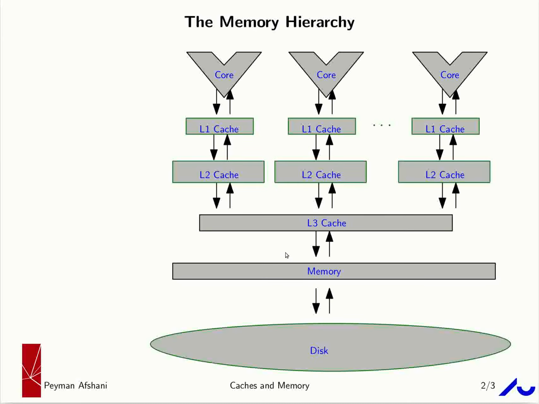The modern architecture of a computer looks like this. You have multiple cores. Each core has specialized cache memory, L1 cache and L2 cache. They're all connected to a common L3 cache, which is in turn connected to the common memory, and they all can access the common disk.